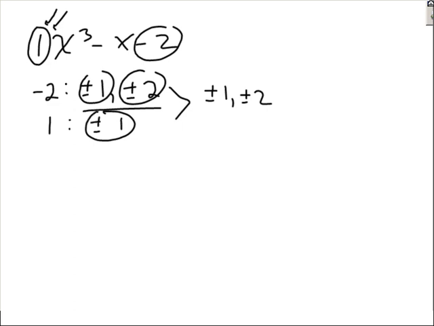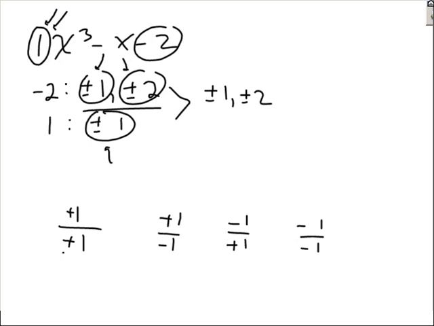There are only 4 fractions that you can write, although one might say 8 fractions. For example, you can have plus 1 on top, with plus 1 on the bottom, or minus 1 on the bottom. You can have the numerator being minus 1 with plus 1 on the bottom, or minus 1 on the bottom. You can have the numerator plus 2 with plus 1 on the bottom, or minus 1 on the bottom. Or you can have negative 2 on top, with plus 1 on the bottom, or negative 1 on the bottom.